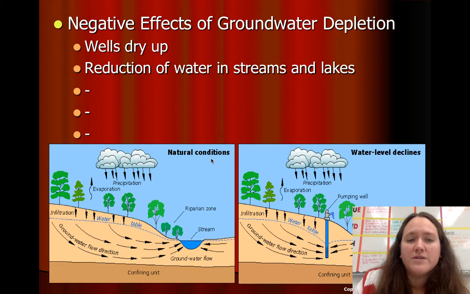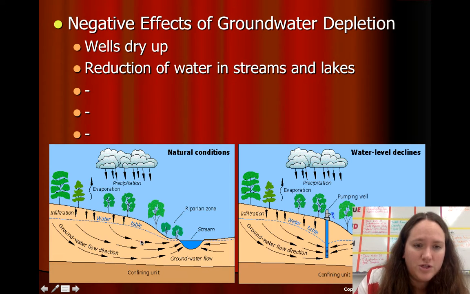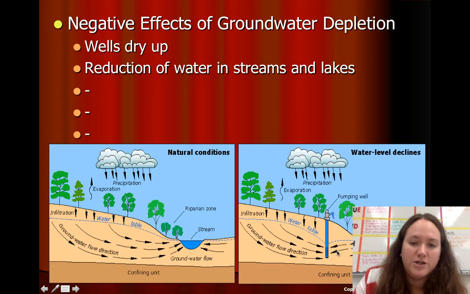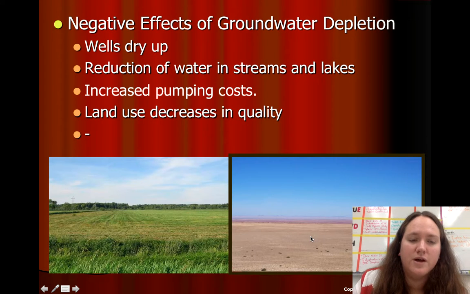So some other negative effects of groundwater depletion, we know that wells are going to dry up. If you're pumping water from the ground and you continue where the water table goes below your well, then your well is dry. You also have reduced water in streams and lakes because, if you're pumping the water, these are the natural flow conditions, water's going into the lake. But if you add a well over here, you are drawing water now out of that stream or lake and you're pumping it up out of the ground. So you actually change the flow that's going to that natural source.